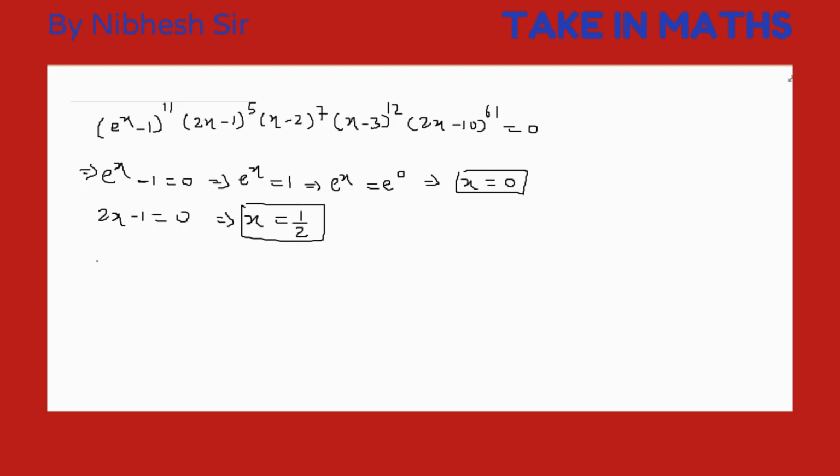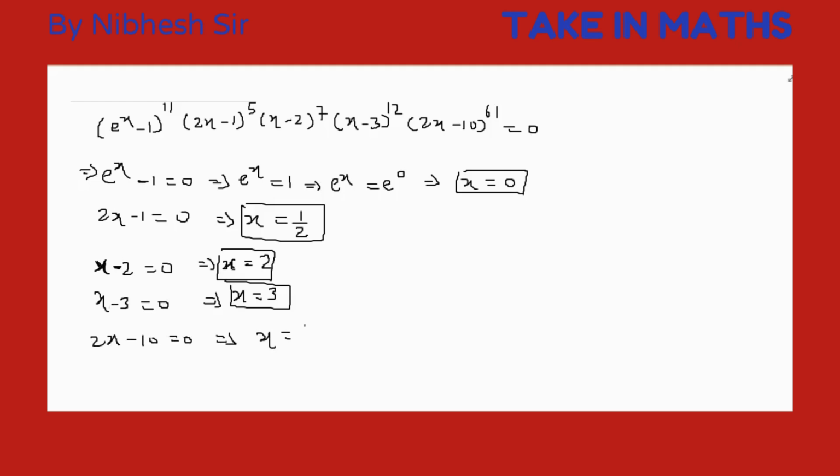Then we have (x − 2)^7; when we equate this to 0, we get x = 2. Next we have (x − 3) equal to 0, so we get x = 3. And the last one, the factor 2x − 10 equal to 0, gives x = 5. So all these are the stationary values.